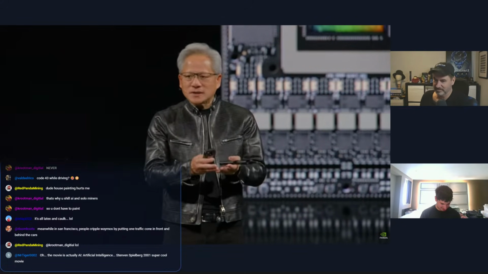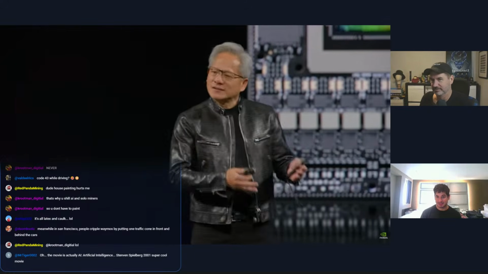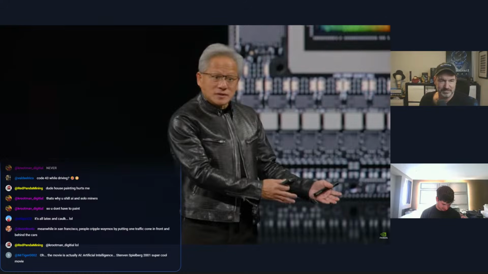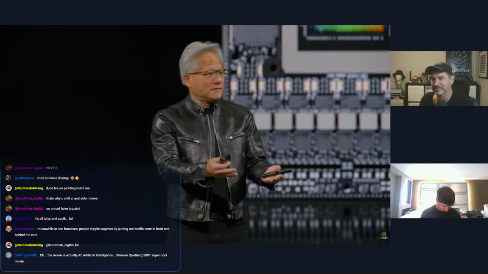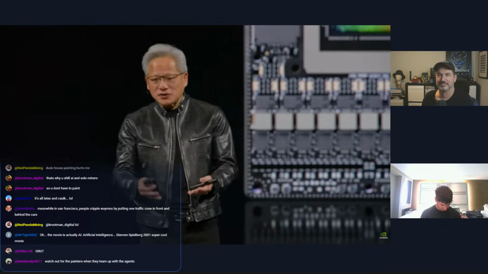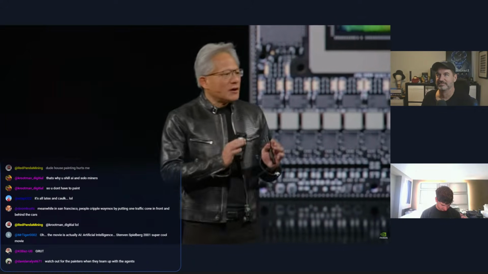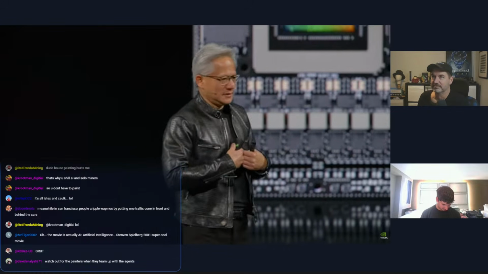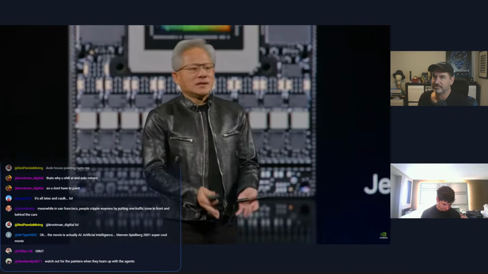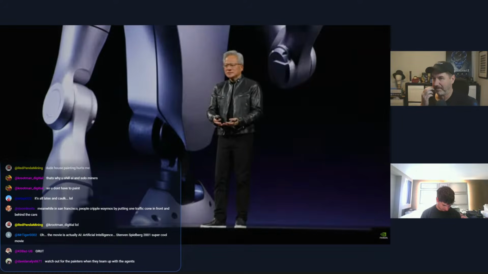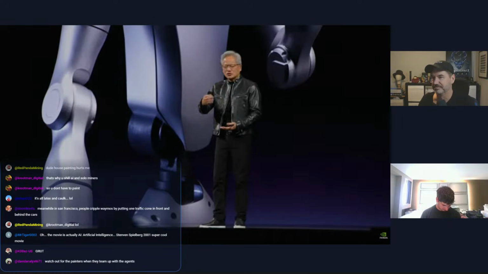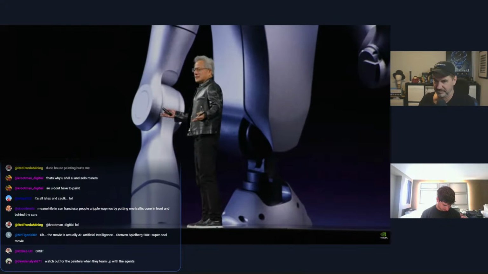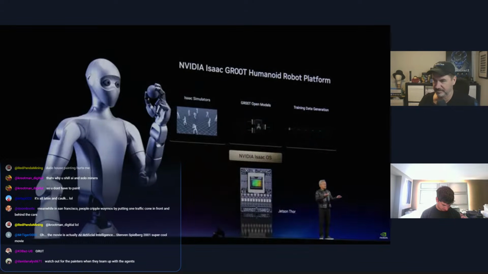Isaac GR00T platform. Every one of our systems, as you can see, has the exact same pattern, whether it's an agentic system for the cloud, an agentic system for the PC, a robotic system for a self-driving car, or a robotic system for a human or robot, all the same. And of course, in every single case, we build everything vertically, completely integrated with co-design, extreme co-design, and then we open it up for everybody to use whichever part you like. And whatever you want to use, we even help you modify.